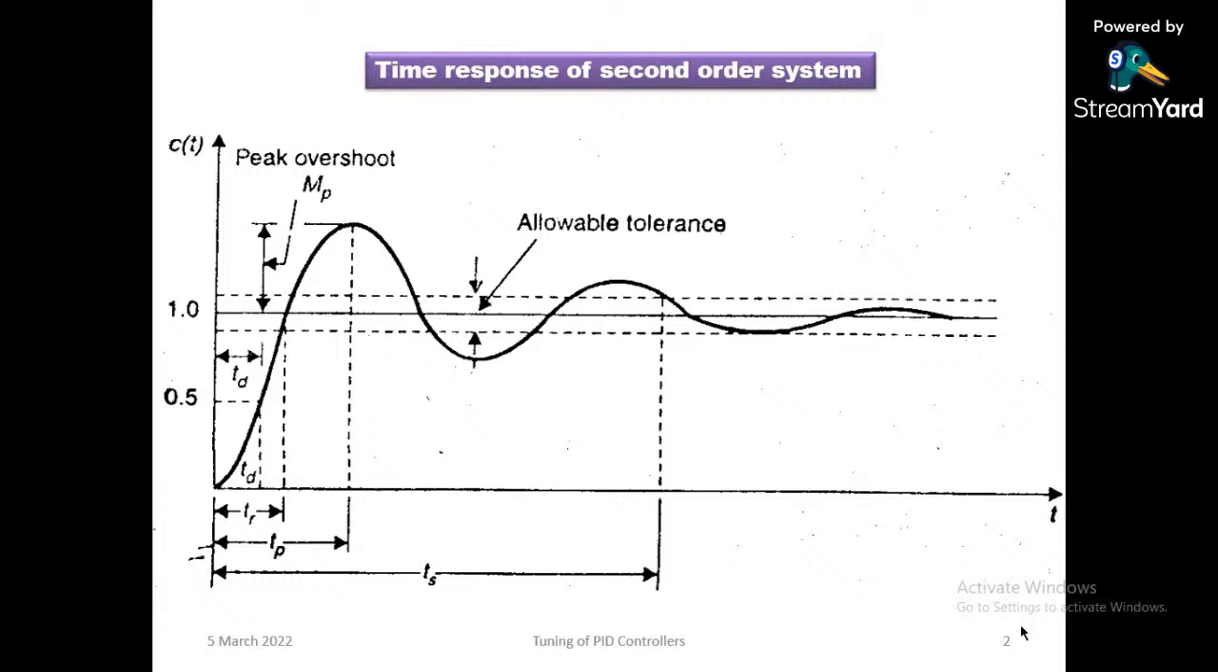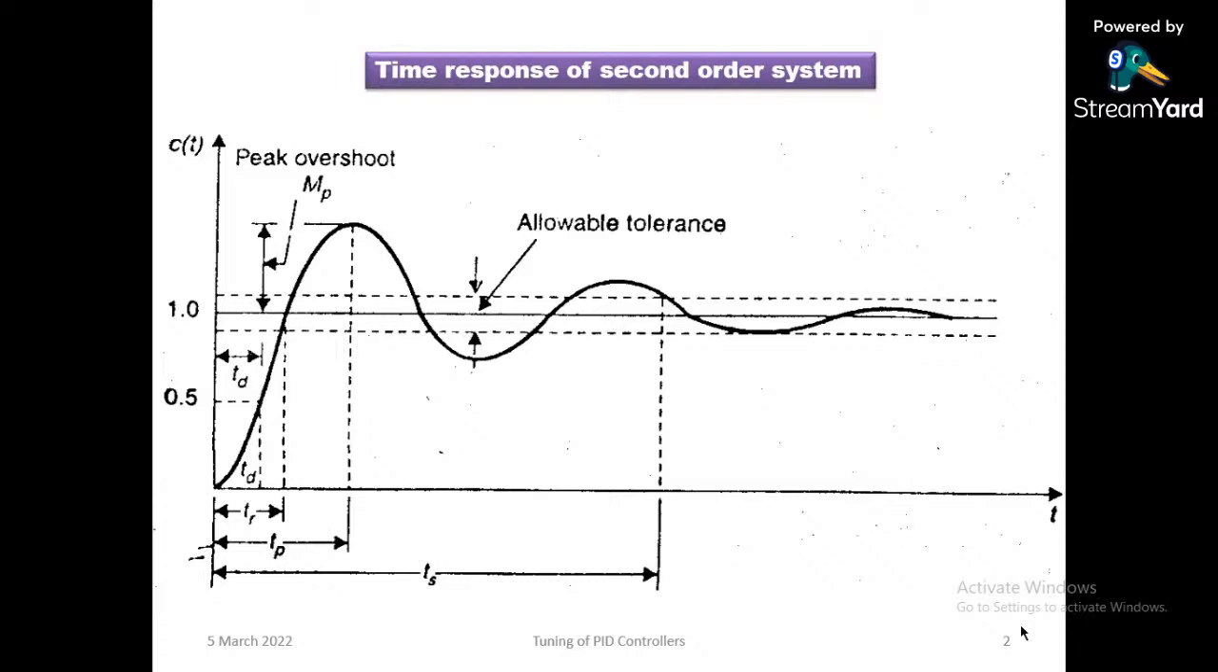Based on that, we have categorized our systems into different classifications. One is called over damped system, second is under damped system, third is the critically damped system, and fourth one is the undamped system. For that also we have seen the pole locations. Over damped means the value of zeta is very high, so that you will not get any oscillations. Critically damped means the value of zeta is exactly equal to 1. In that case, the poles are real, negative, and equal.